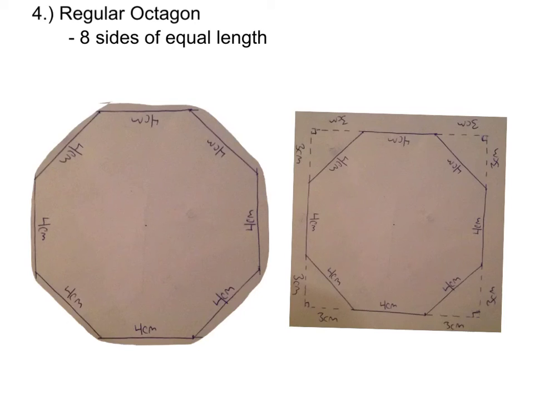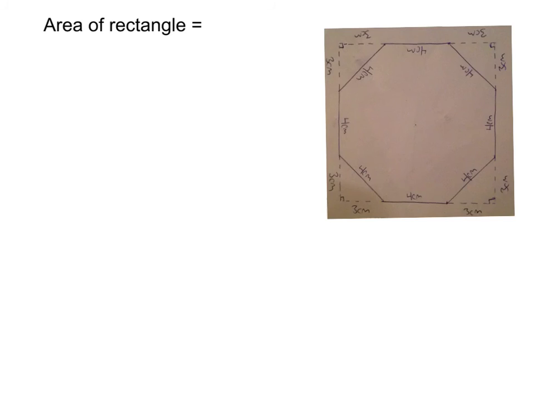Notice that we also have 4 triangles on the bottom left, bottom right, top left, and top right corner of the rectangle. We know how to calculate the base and the height of our rectangle. Our base is going to be 3 centimeters plus 4 centimeters plus 3 centimeters. We're going to multiply that by the height of our rectangle. Our height is going to be 3 centimeters plus 4 centimeters plus 3 centimeters.